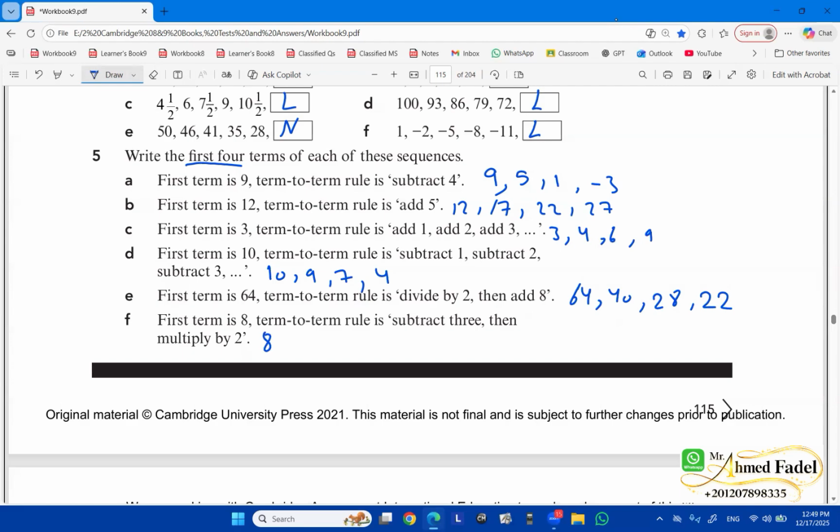All right, next it says here that the first term is 8. And the term to term rule is subtract 3, then multiply by 2. Subtracting 3 becomes a 5. Then when you multiply by 2, becomes 10. Subtract 3 becomes 7. Times 2 is 14. Subtract 3 becomes 11. Then times 2 is 22.